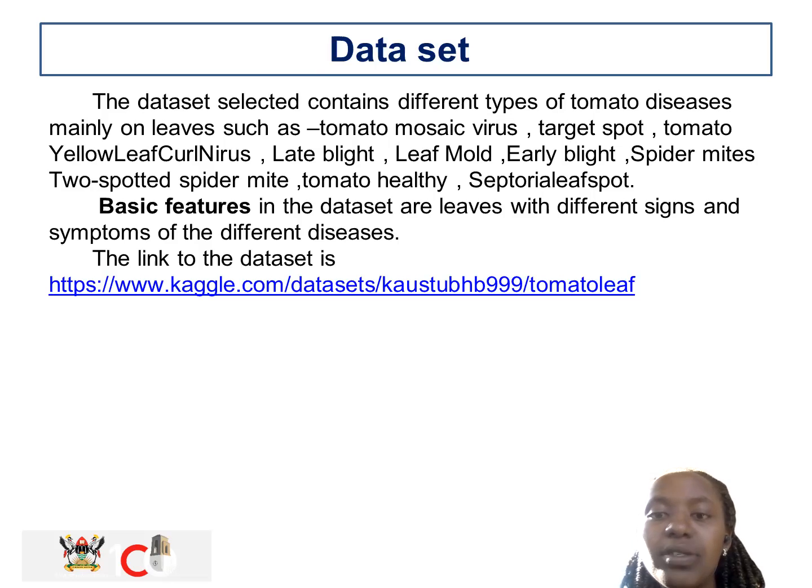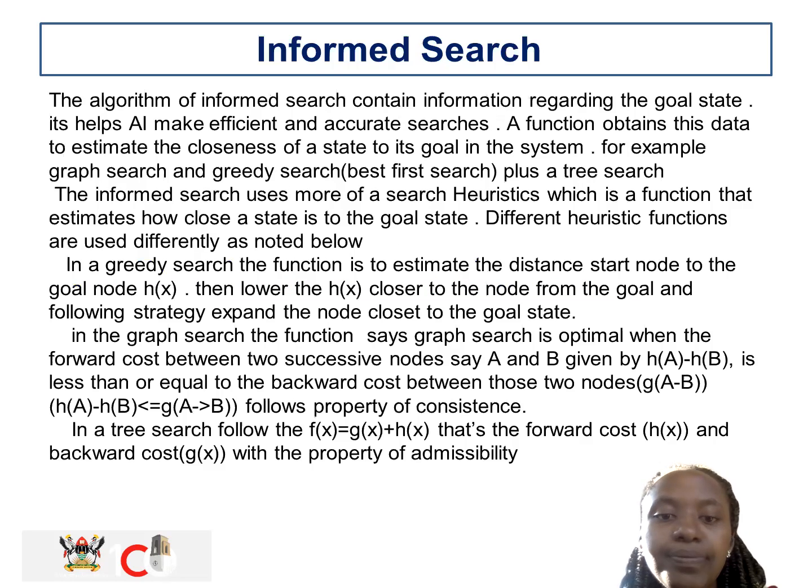It shows samples of different diseases from the tomatoes, and it selects a leaf to detect the different diseases, as you can see up there. The informed search: everything needs a search, and we have to know which type of search we need to do. Informed search contains the information regarding our goal set.